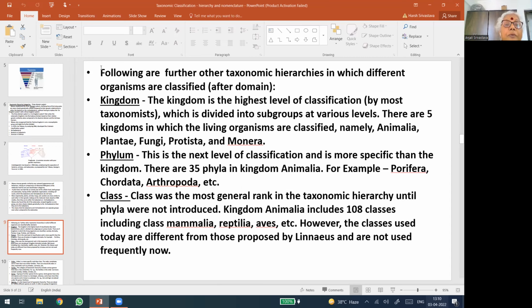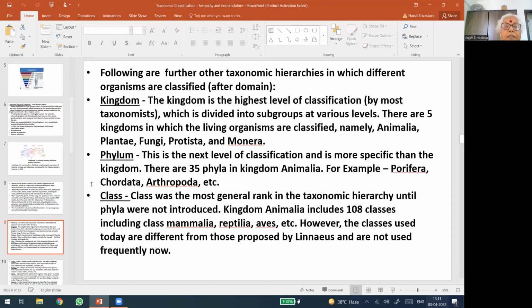Now, after the three domain category come the categories which were previously proposed by Linnaeus, and again it is accepted by larger categories of taxonomists. After domain comes the kingdom. It is the highest level of classification by most of the taxonomists, and it is divided into 5 major kingdoms. The entire living world has been divided into 5 kingdoms, namely Animalia, Plantae, Fungi, Protista, and Monera.